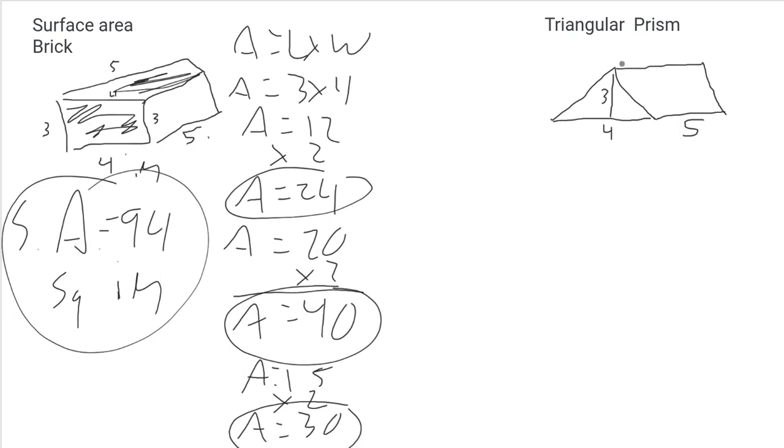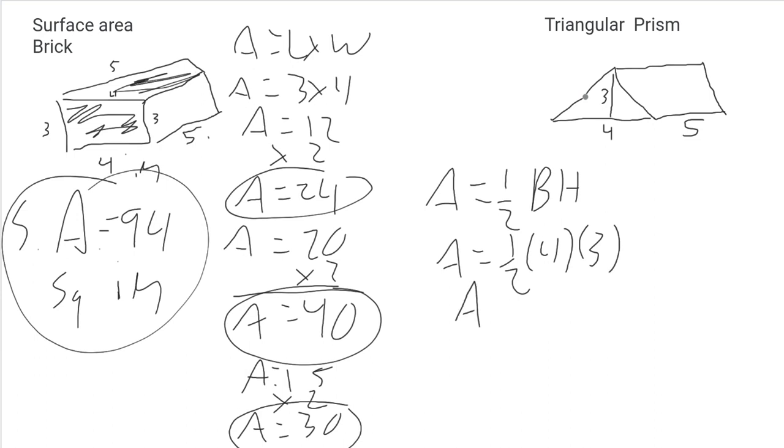Now for a triangular prism, we would find the area by cutting this triangle in half and saying that this is the area of a triangle: 1/2 base times the height. So our base is 4, our height is 3, so half of 4 is 2, and 2 times 3 is 6. But that's this side and the back side. So that is 12.